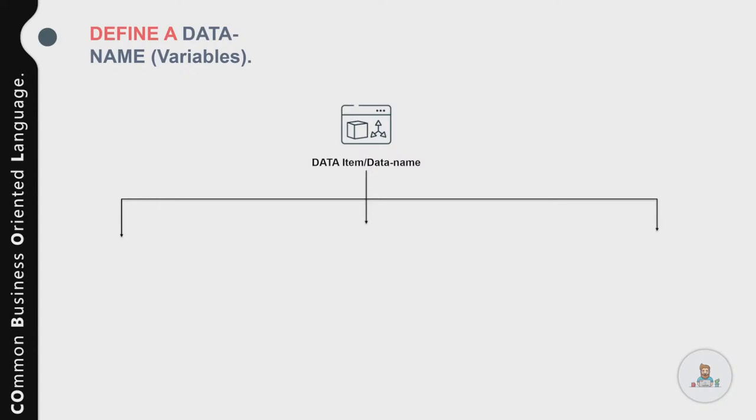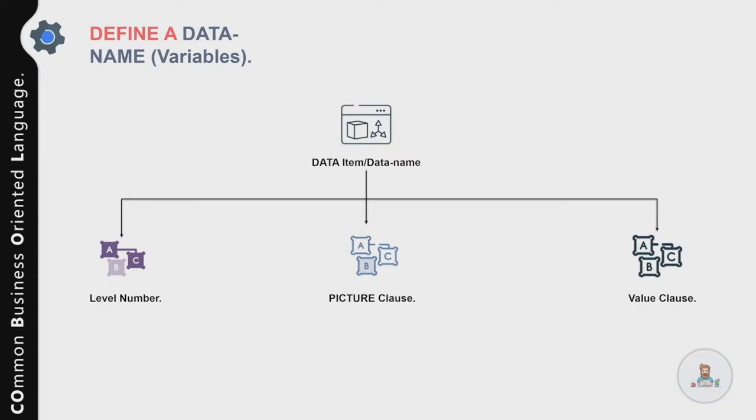Now, to define a variable, you need three important things. First one is a level number, that is to specify the hierarchy of individual items in a group variable or in the entire set of variables. After that, you need the variable name itself. Thereafter, you need a picture clause to define the type of data that you will be storing in that particular variable. After that, you need a value clause. This is used to assign the initial value to that particular variable. And we're going to deep dive into all these three important components in our next slide.